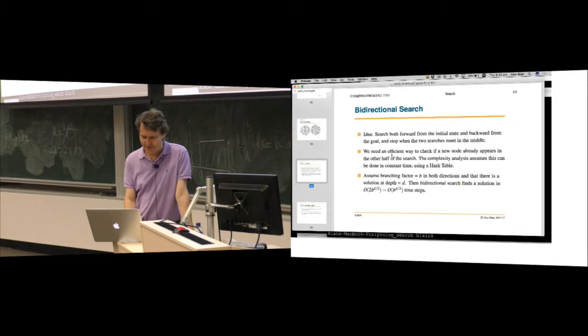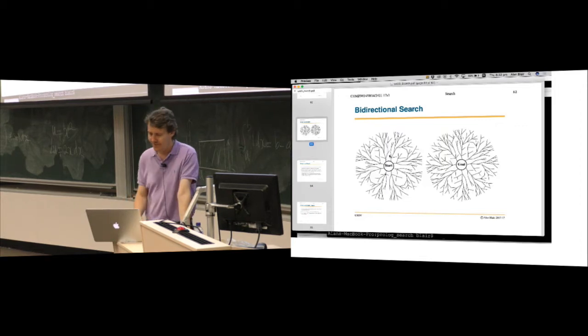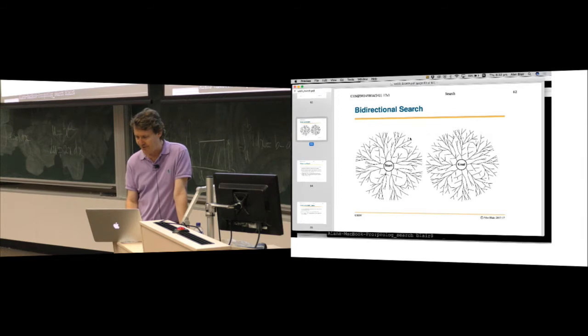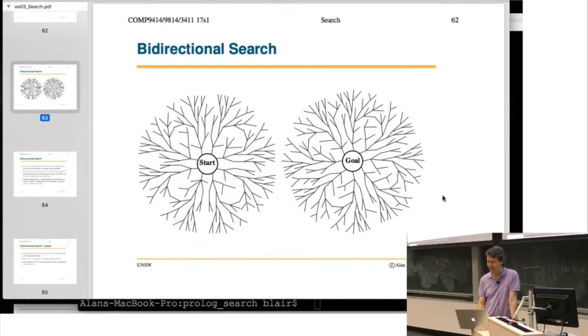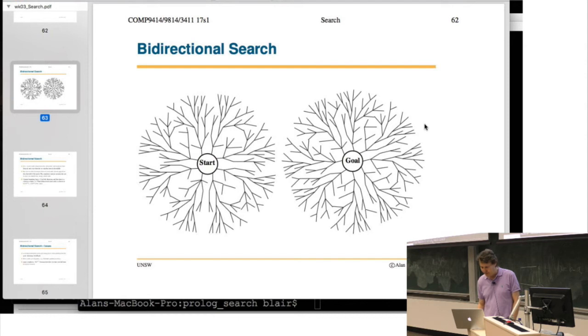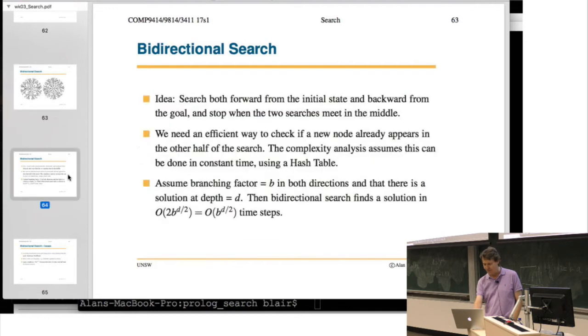Now, a couple of issues with this. You need to have the right kind of data structure because when you generate a new node here, you have to test to see whether it exists here. And when we talk about this as being order B to the D over 2, that's assuming that you can do that in constant time using a hash table. Now in practice, instead of a hash table, we might use a binary search tree or something that takes logarithmic time to look something up. So this may turn into a little bit longer than B to the D over 2, but it's still going to be a lot faster than breadth first search.